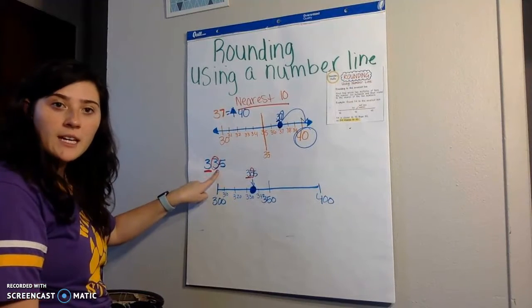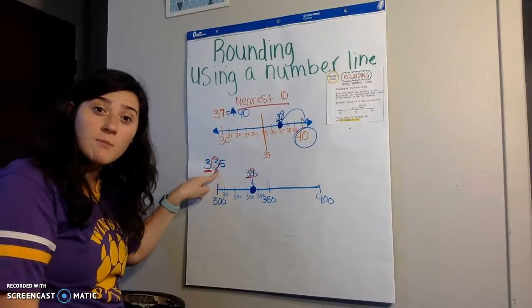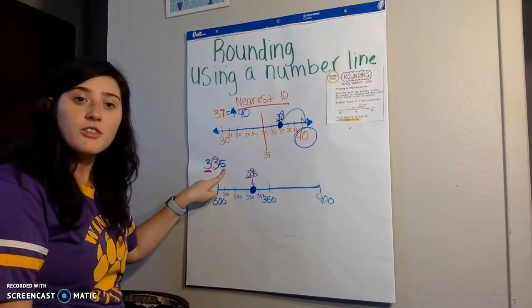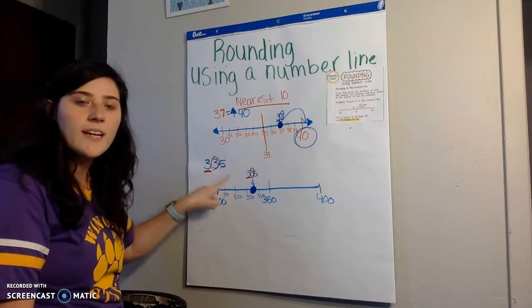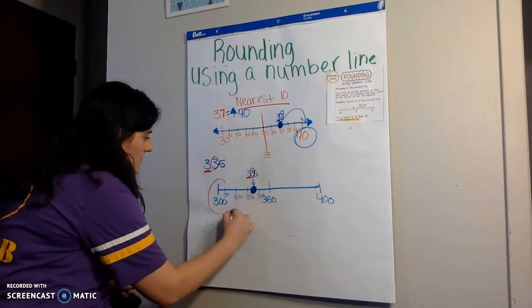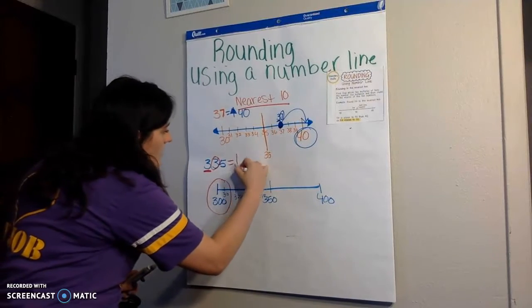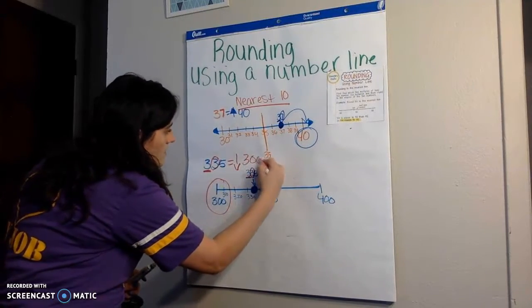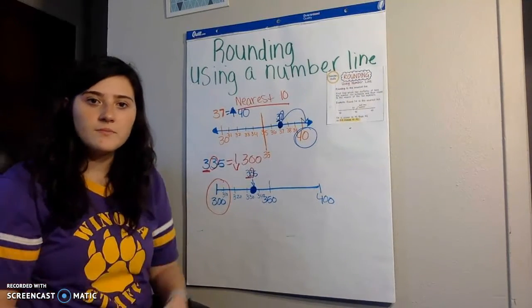The 3 right here is giving me an indicator, telling me that 3 is less than 4, so I know that I have to round down to my nearest 100, which would be 300. So I had to round down to 300.